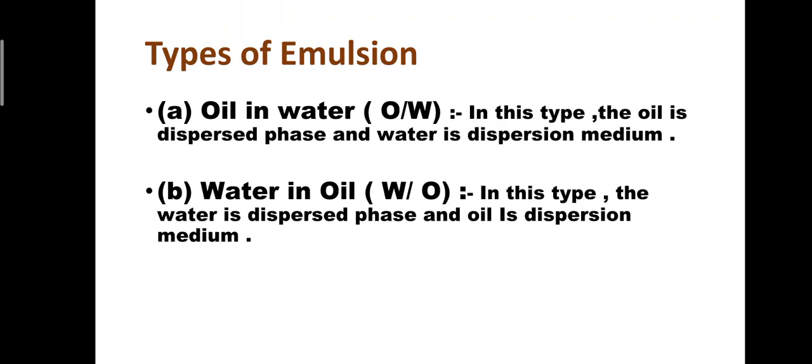And the second type, water in oil, means W/O. In this type, the water is the disperse phase and oil is the dispersion medium. That means water is in small quantity and oil is in large quantity. Water is distributed in the oil medium and forms an emulsion.